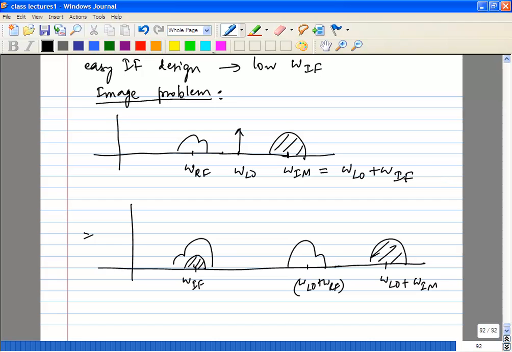What about this? This is omega IF. Remember this is omega IF, and you consider a signal which is omega IF on the other side. What does that give you? Now what that means is, in reality I have shown it much smaller, but whatever is there is going to fall on top of your signal.